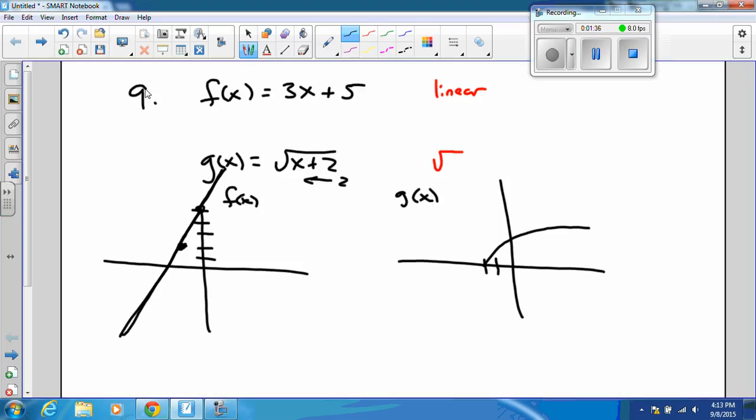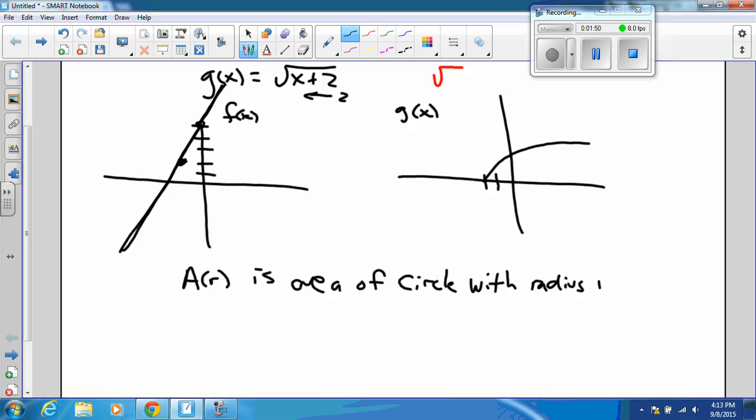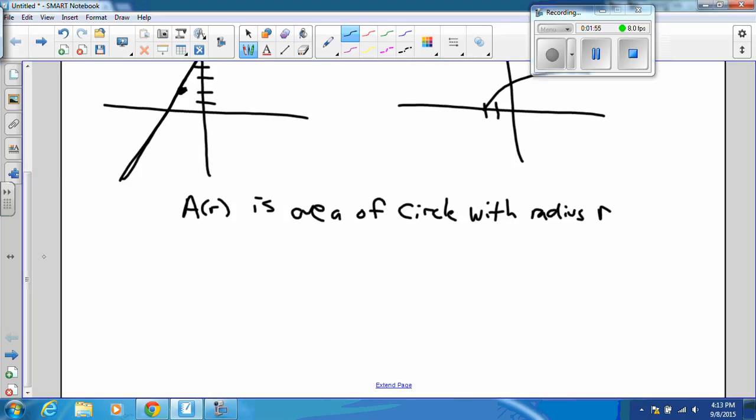The third function we were supposed to sketch was A of r, the area of a circle with radius r. Here we needed to know a little bit of geometry. We needed to know that A of r is equal to pi r squared, and so that will give us a formula. But we also needed to pay close attention to the domain.